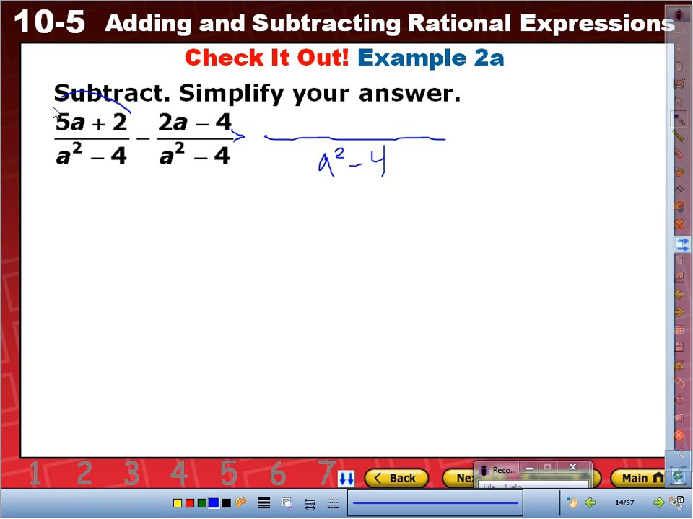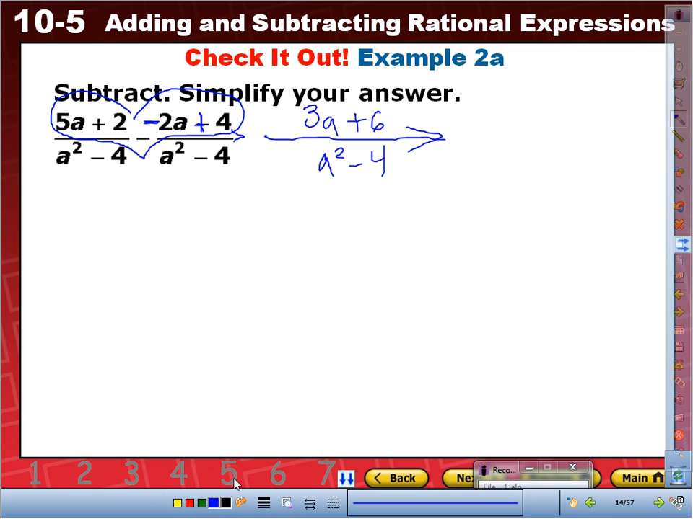Step 2, add or subtract the numerator. So I'm going to draw my heart. Combine like terms. But before I start combining, who notices that this is a negative? Therefore, the 2a changes to what? Negative 2a, and the negative 4 changes to positive 4. So let's see. 5a minus 2a, that gives us 3a. 2 plus 4, that is 6. Are we there so far?